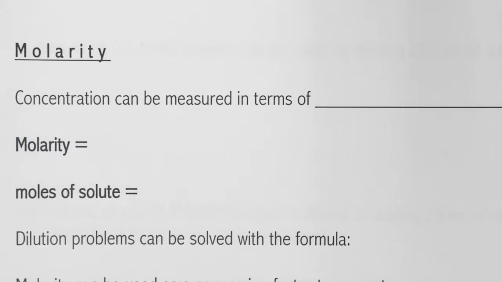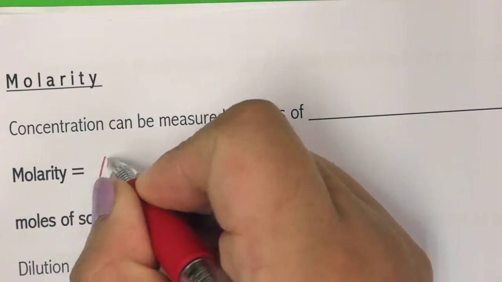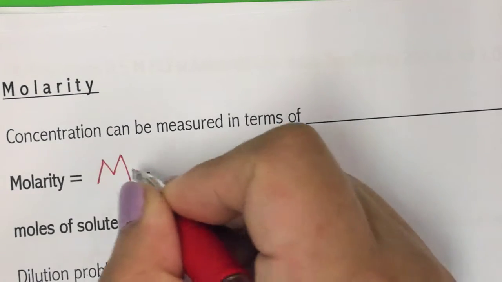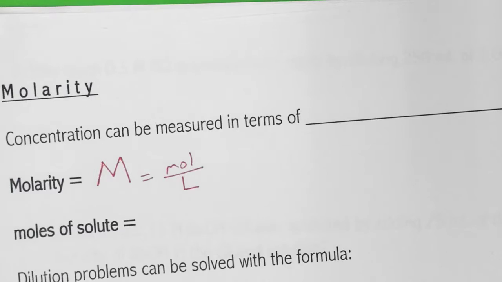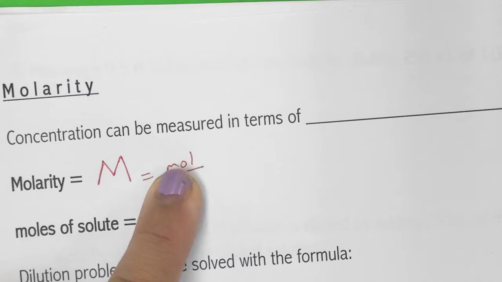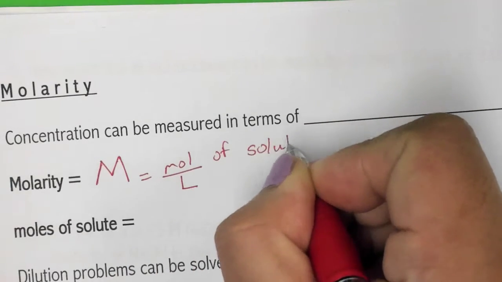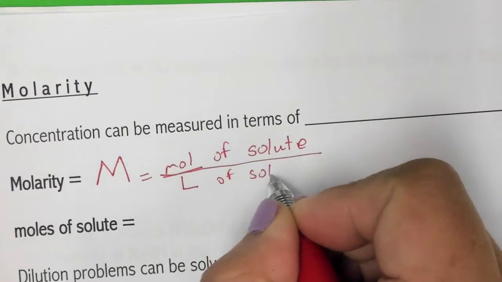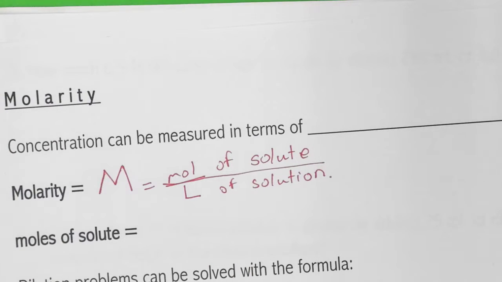Secondly, we already kind of talked about molarity slightly. So we know what molarity is. Molarity is represented by the letter M, and it stands for mole over liter. When they say mole over liter, the mole here is a mole of solute, and the liter here is a liter of solution. Solution means solute plus solvent.